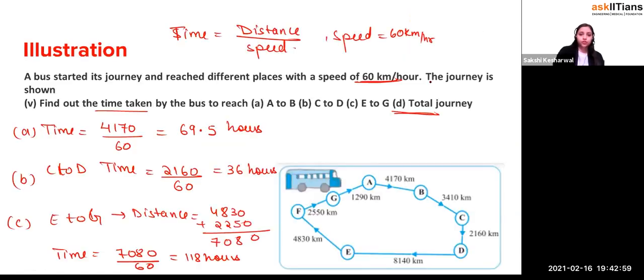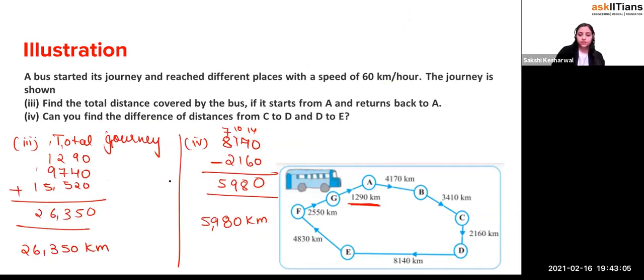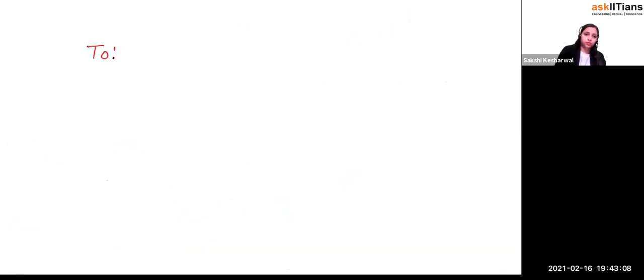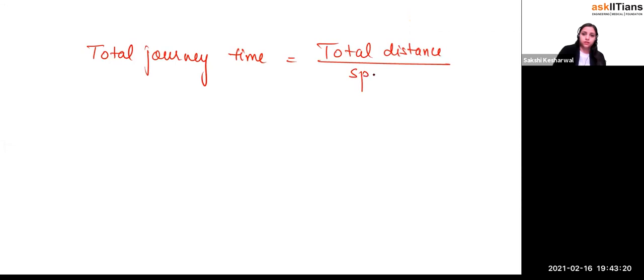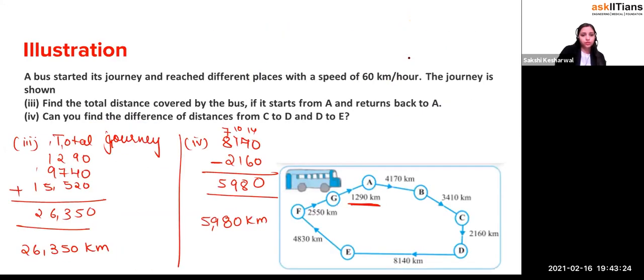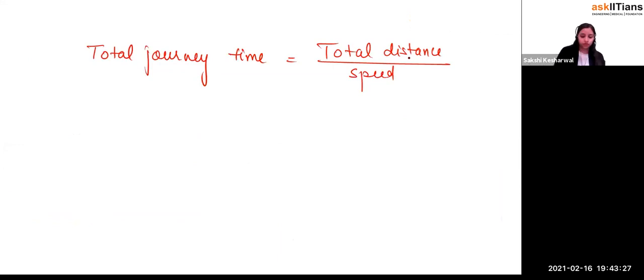What is the D part? Total journey, right? So the total journey will be total distance upon total time, right? So total distance we have already taken out. So total journey time is equals to what beta? Total distance upon speed. So what is the total distance you traveled? It is equals to 26,350. That's the total time: 26,350 divided by 60. This is your hours. It's not going to divide, so I'll just leave the answer in fraction form.